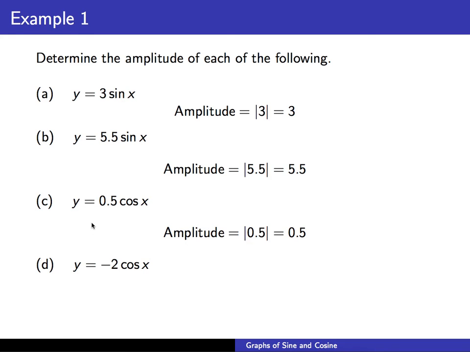And finally, part D, we have negative 2 times the cosine of x. This time we have a negative out in front of cosine. That just flips the graph over the x-axis. Our amplitude, though, is the absolute value of negative 2, which is 2. So if we took our maximum value and minimum value for negative 2 times cosine of x, if we subtracted those maximum and minimum values and took half the result, we would still get 2, even though there's a negative out in front.